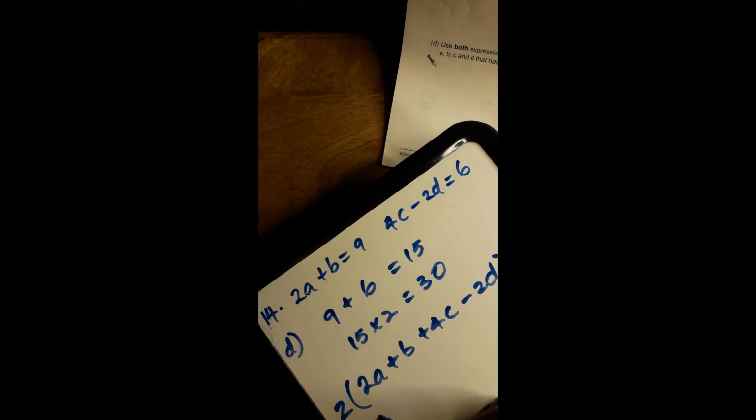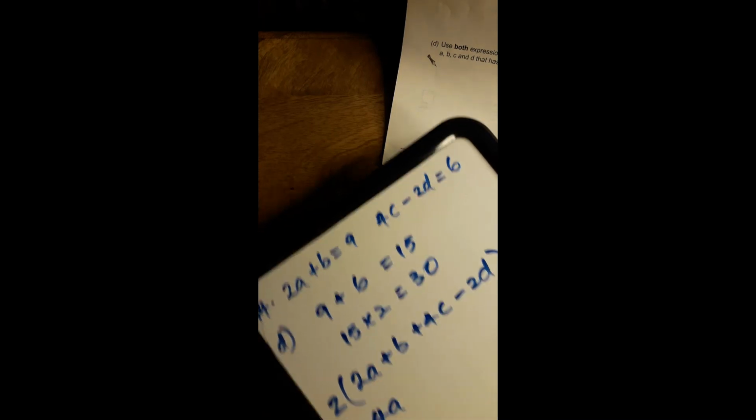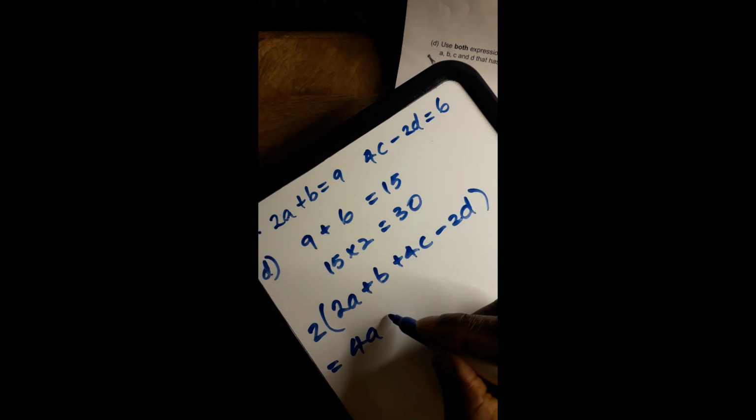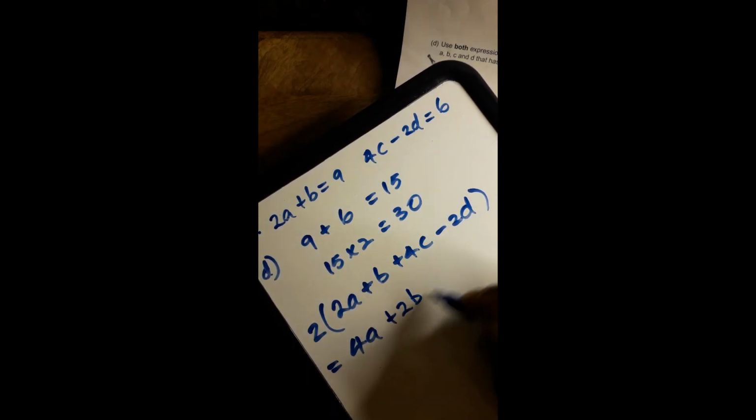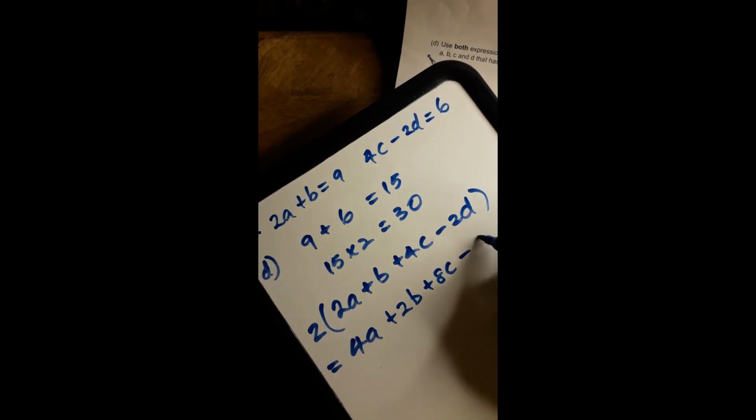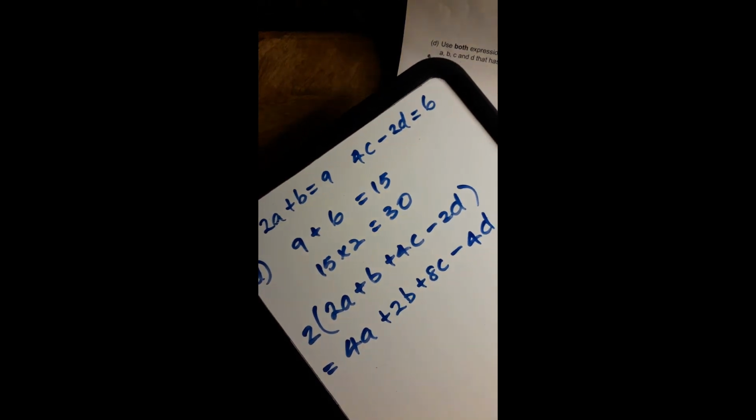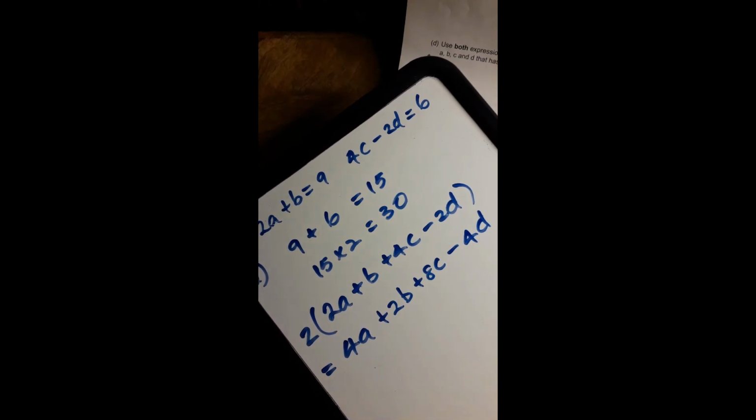So this will give us 4a add 2b add 8c minus 4d. And this is our expression equivalent to 30. But don't take my word for it. You can substitute values and check that it is equivalent to 30.